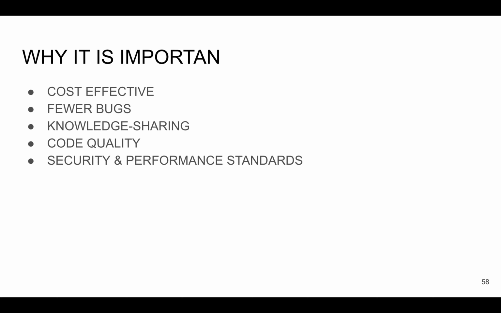Why is it important? First of all, it's cost effective. Fixing a bug at the code review stage costs much less than if this bug is deployed to production and found there by users. But compared with automated code analysis, it's much more expensive because a developer has to spend his or her time and take a look at this code.